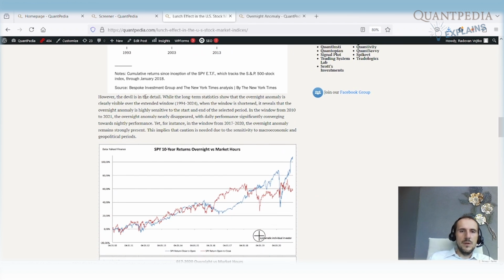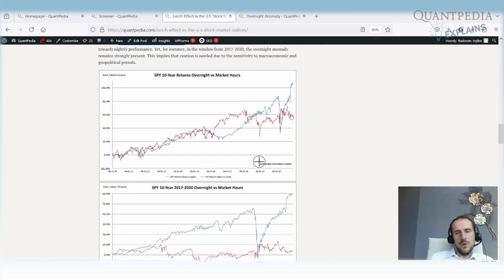But the devil is in the detail, as it is said. While the long-term statistics show that the overnight anomaly is clearly visible over the extended period, 1994 to 2024, when the window is shortened, it reveals that the overnight anomaly is highly sensitive to the start and the end of the selected period. When we take, for example, the window from 2010 until 2021, the overnight anomaly nearly disappeared. Here we can see that the daily performance, from open to close, the red one, is very close to the nightly performance from close to open. From around 2010, the nightly performance is not as strong as expected.